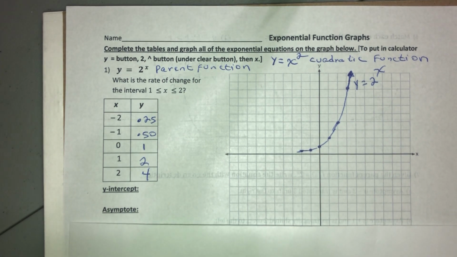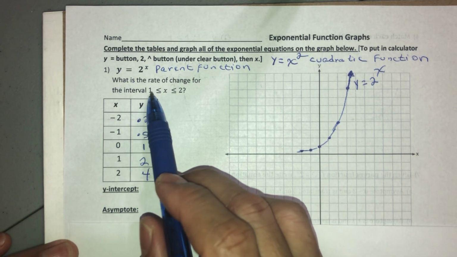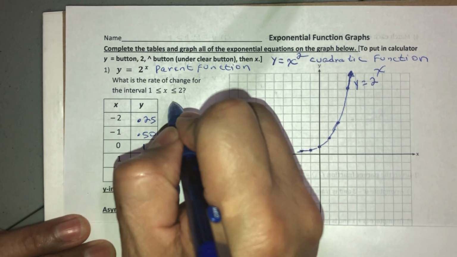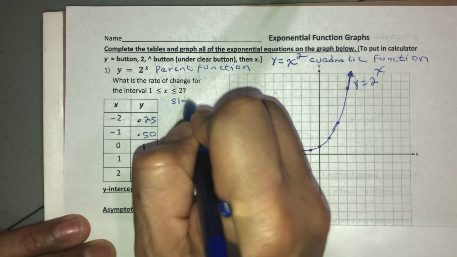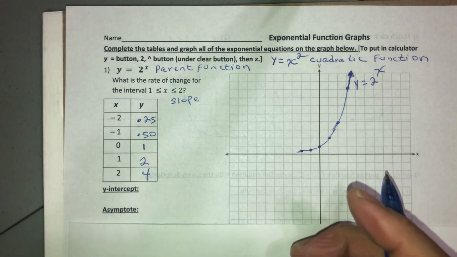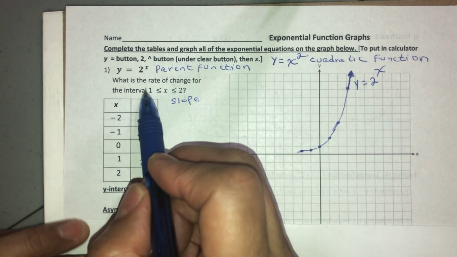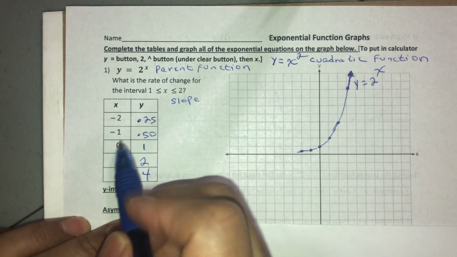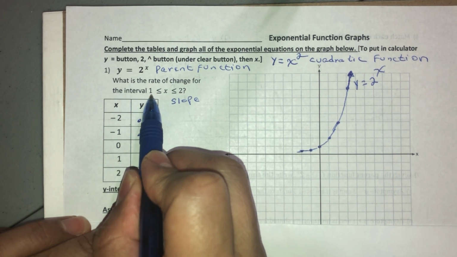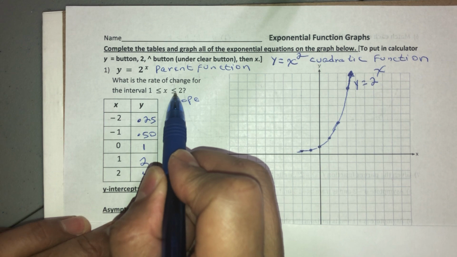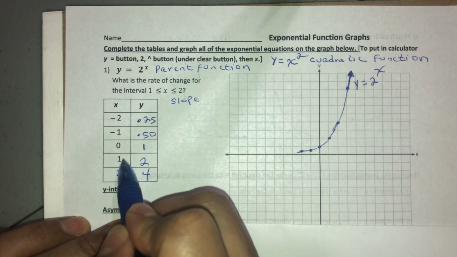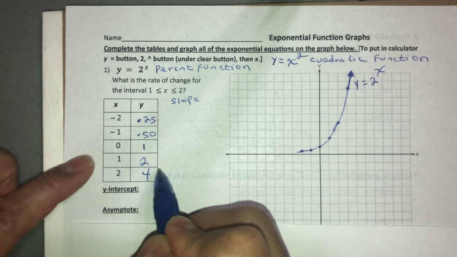Before I do anything else, you're supposed to know some definitions. The first thing they ask you to do here is find the rate of change, which means slope. This is just for you to remember how to calculate the slope. Now, they want me to find the rate of change from the interval 1 to 2. Remember, these are the x values, so that means when x is 1 and when x is 2. So I'm talking about these two ordered pairs.